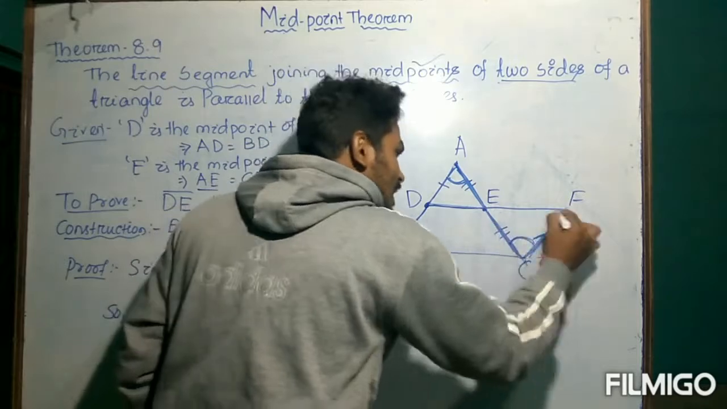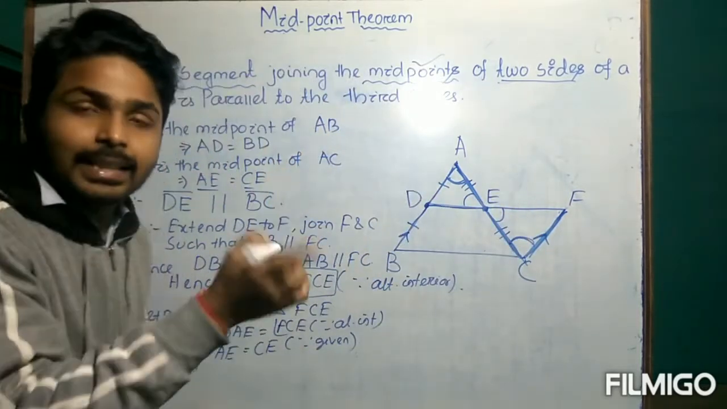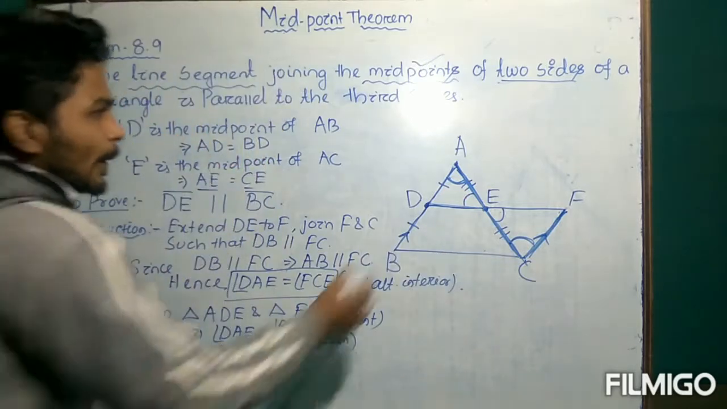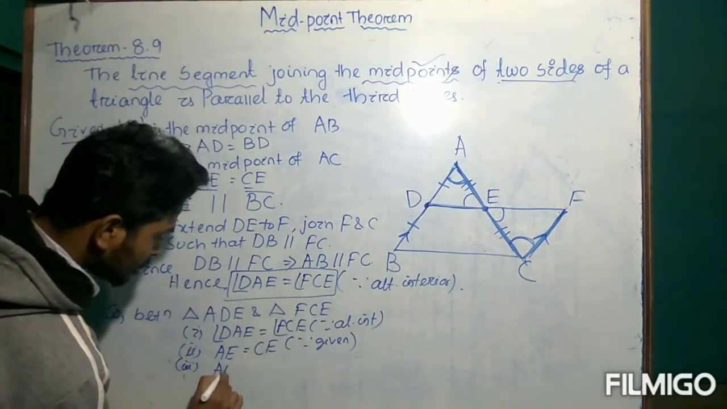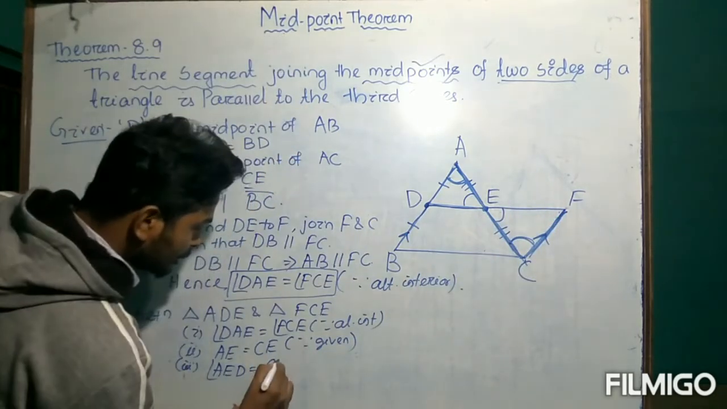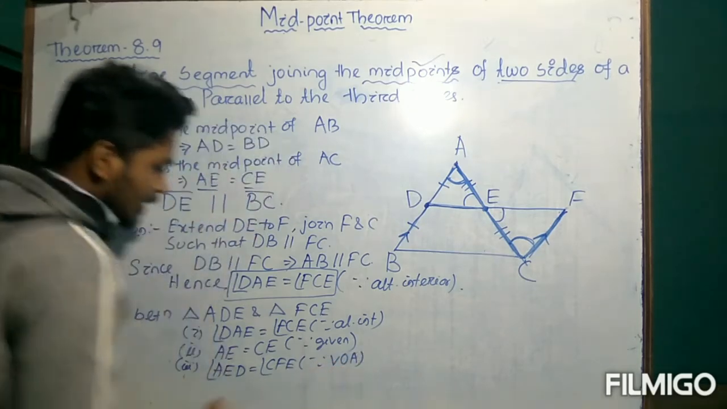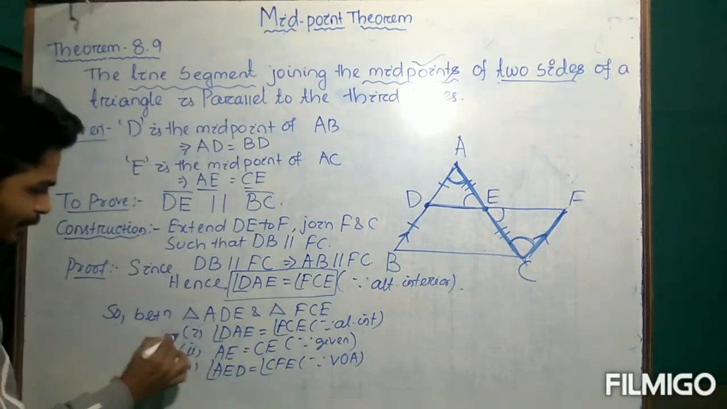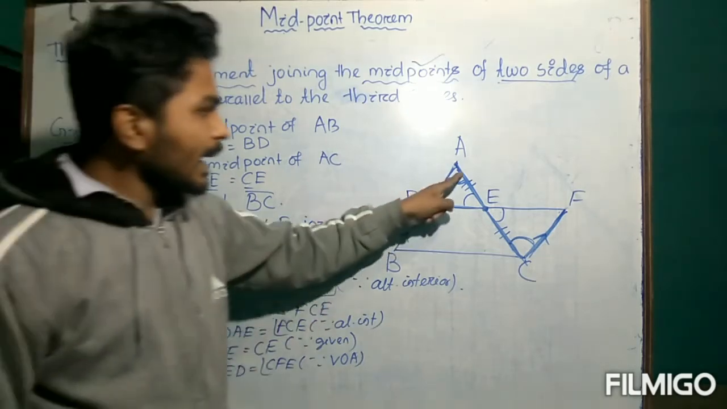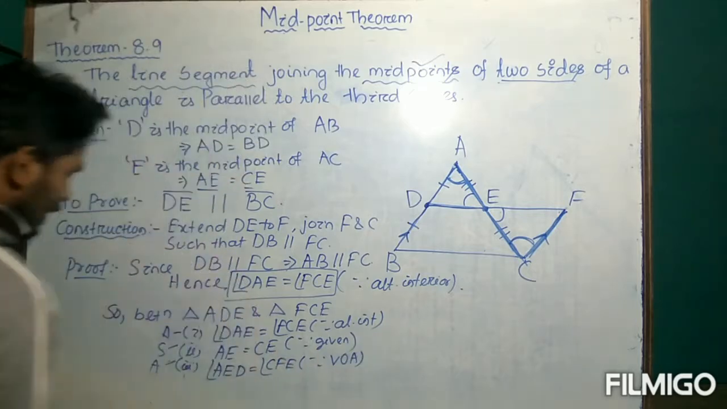Third statement. If this is a line, they intersect each other at E, then this angle and this angle are known as vertically opposite angles. And the vertically opposite angles are equal. So angle AED is equal to angle CEF, as they are vertically opposite angles. So the three conditions are: this is for angle, this is for side, this is for angle. So by angle side angle congruency, these two triangles become congruent.